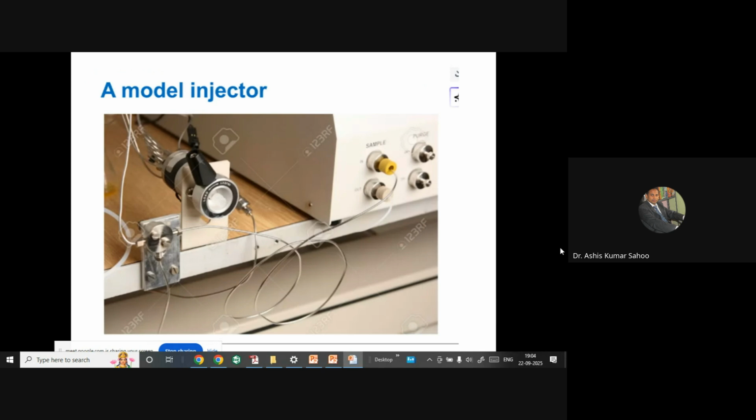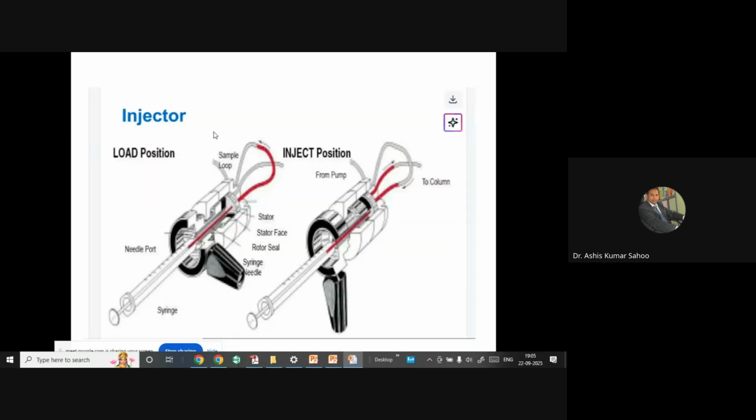The next thing, in the HPLC machine, here you can inject your sample. So here is the injector, the model of the injector. If you see the HPLC machine, here you can inject your sample. Very sophisticated machine. So you can see here, this is a load position, also the injection position. You can load this sample by using a syringe.